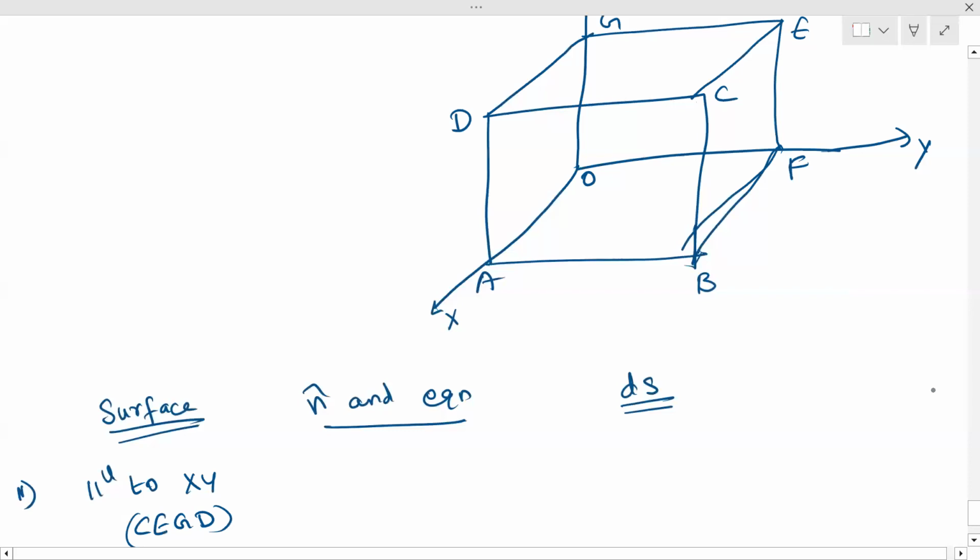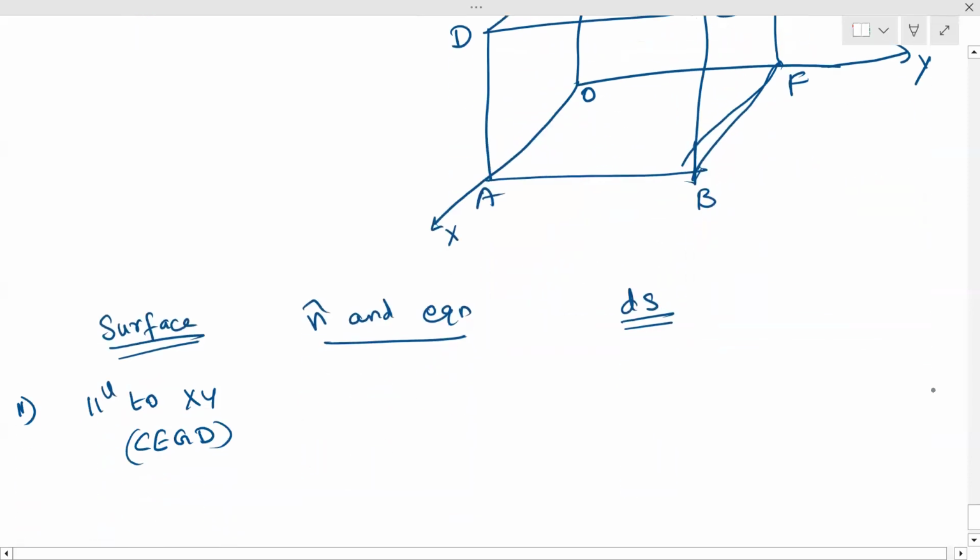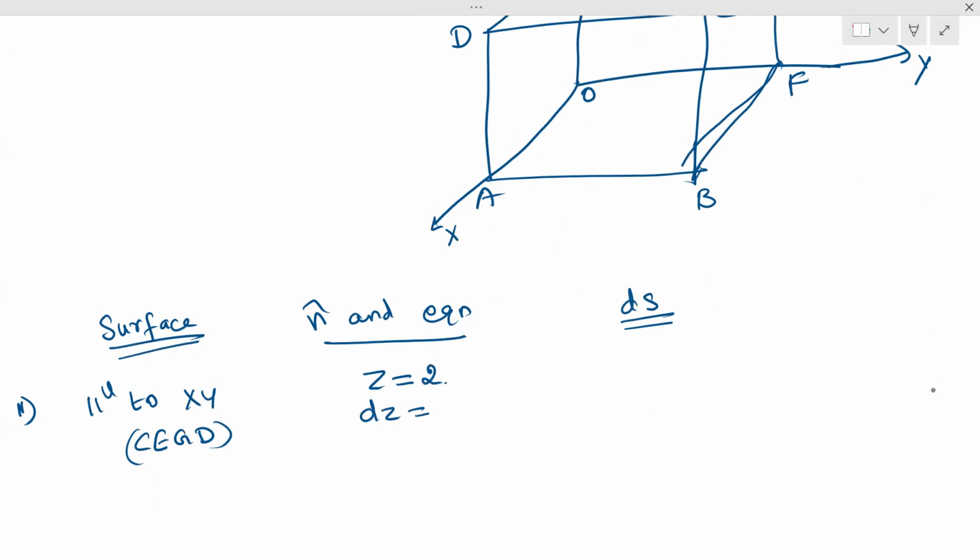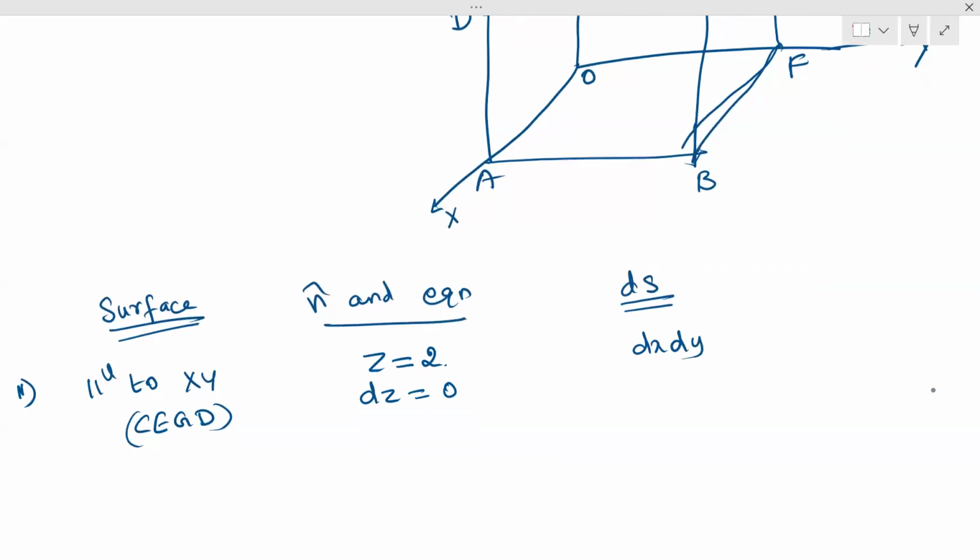Here, for the plane parallel to the xy plane, what is the equation? We know in two dimensions, parallel to the x-axis, the equation is y equal to constant. Similarly, for the plane parallel to the xy plane, the other variable, that is z, is constant. Here they have given z equal to 2, so z equal to 2 means dz equal to 0. So ds is dx dy.